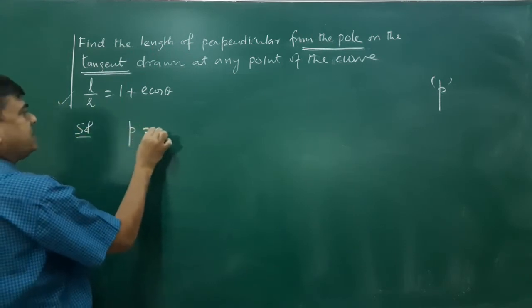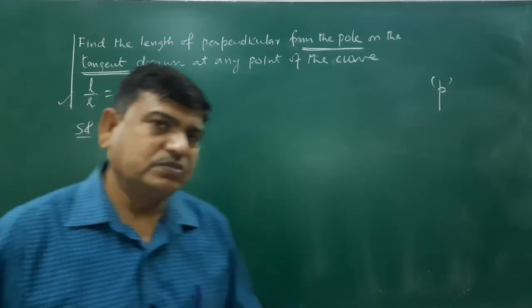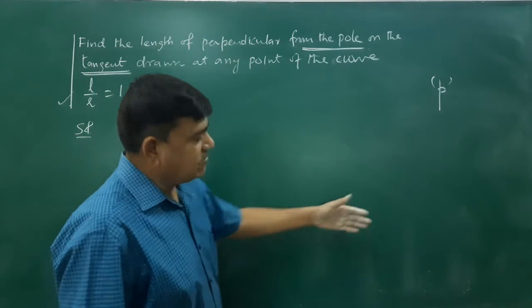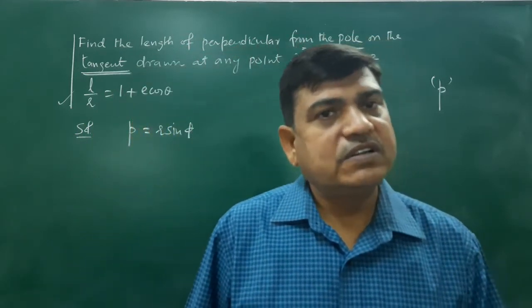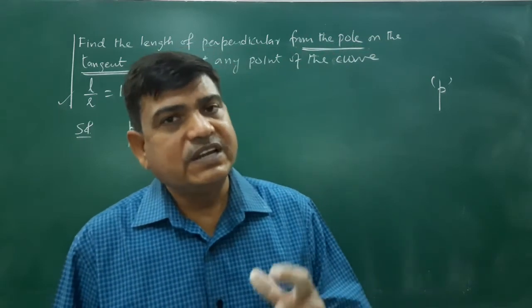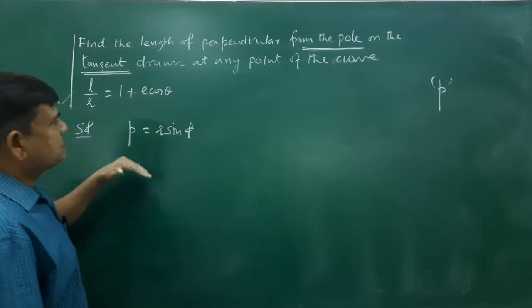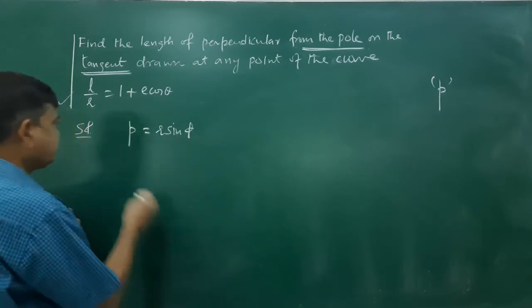Remember, p equals r sin phi. You can remember this formula, or you can remember the formula we just derived, 1 upon p square equals 1 upon r square plus 1 upon r to the power 4 (dr by d theta) whole square, or from this formula you can derive it. This is p equals r sin phi.